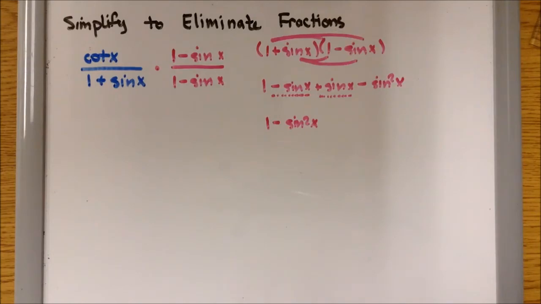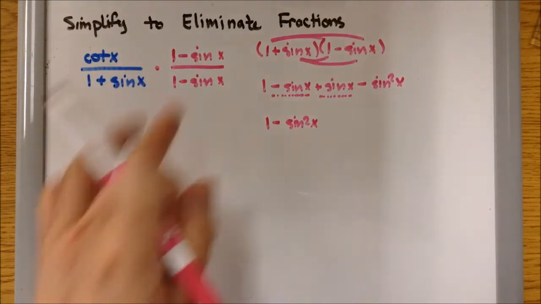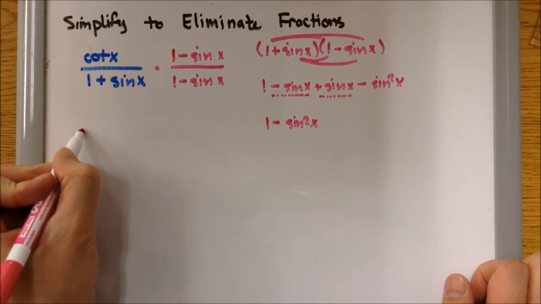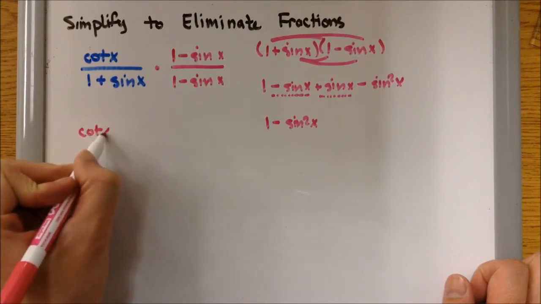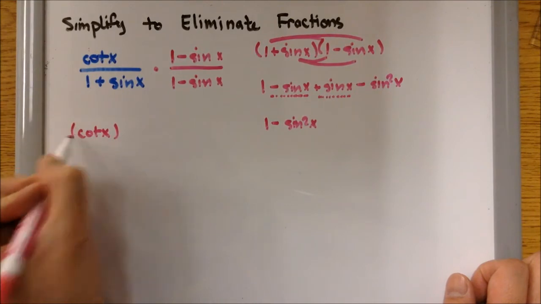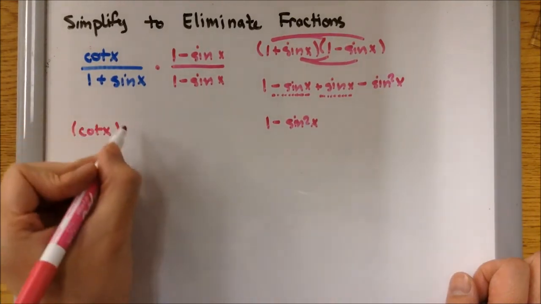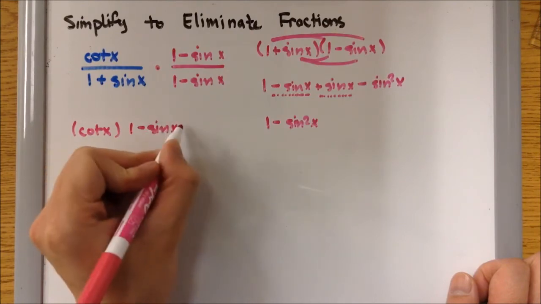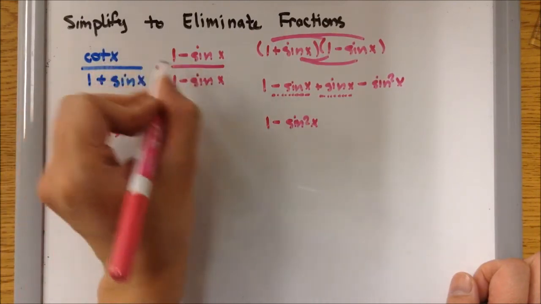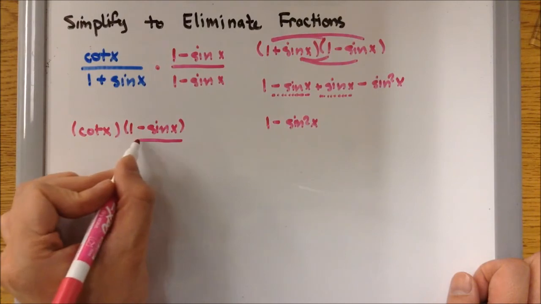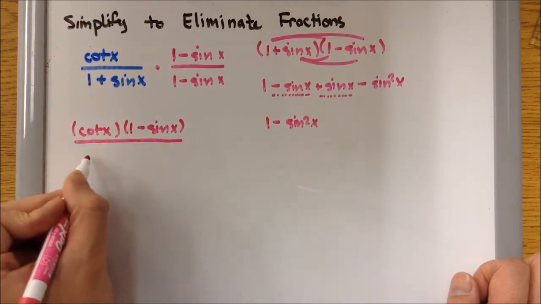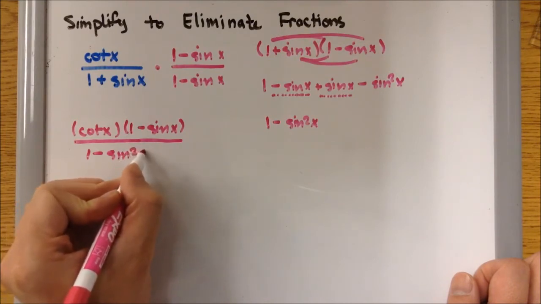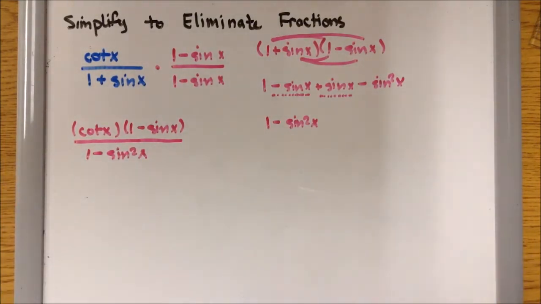So when that happens and we multiply, we're going to have cotangent of x times 1 minus sine of x, that's from the numerator, over 1 minus sine square of x. So far that's what we have.